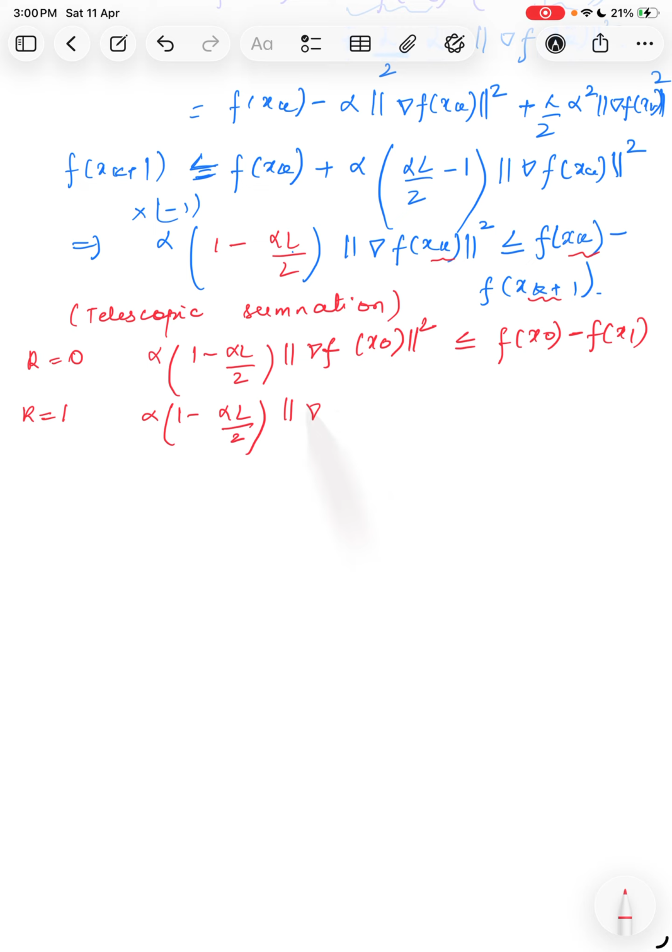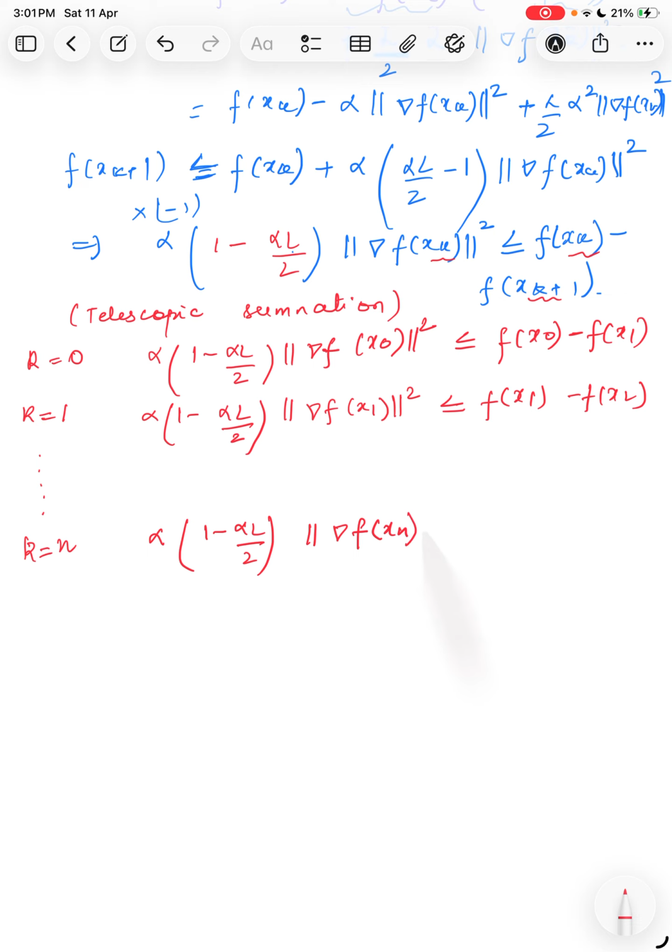So this will be the norm of del f at x1 whole square is less or equal to f at x1 minus f at x2. Similarly, the summation will go on till k equals to our last iteration, which is n. So it will be alpha 1 minus alpha L by 2 norm of del f of xn whole square is less or equal to f of xn minus f of xn plus 1.